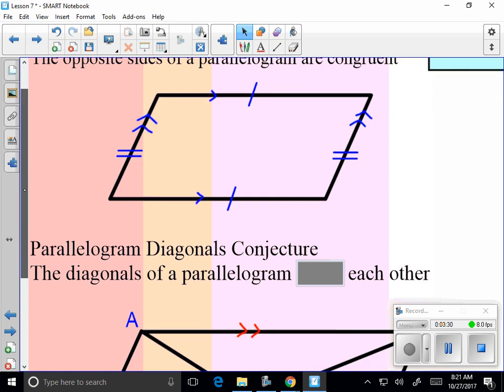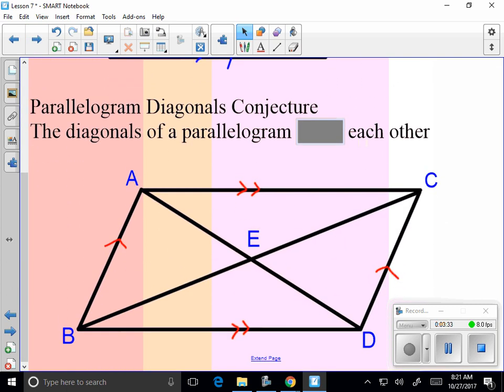Okay. Let's talk about this one. Parallelogram diagonals conjecture. The diagonals of a parallelogram do what to each other? They cut each other in half. Yeah. What's the formal word for that? They guillotine each other. No. Is that a wrestling move? I think it is. Yeah. What do they? They bicycle. Nope. Bisect each other. Yes, they bisect each other. Cool. Cut each other in half.